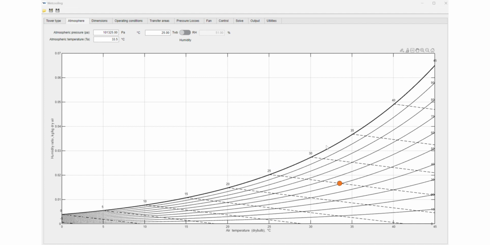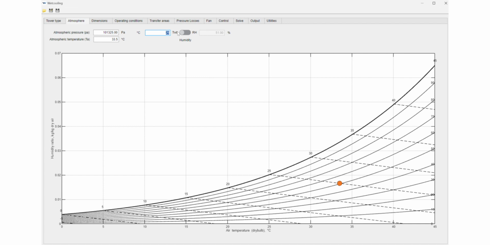The solid line here at the top, that is where the relative humidity is equal to 100%, and it goes all the way to 0% at the bottom. When the air is saturated with water vapor, the relative humidity is 100%, and on this line the wet bulb temperature is equal to the dry bulb temperature. And as you change the inputs, it will change the state of the air on the graph.